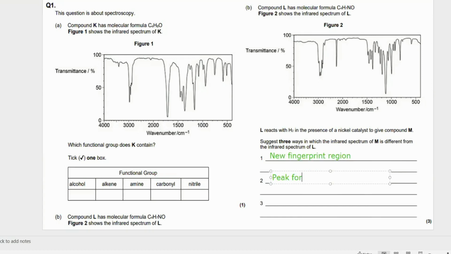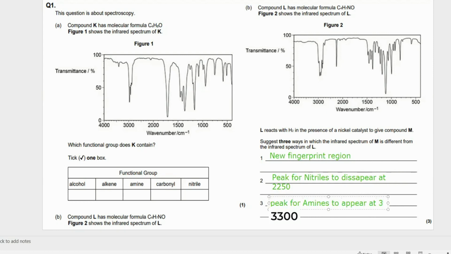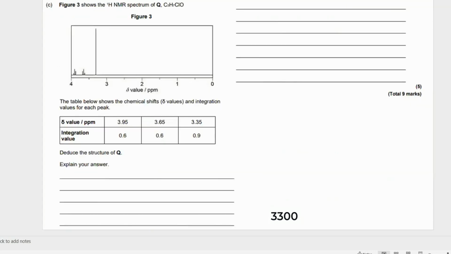So what we would say is we would expect the fingerprint region to change, so we'd expect the functional groups to change. That's going to get you a mark, the fingerprint region. And we'd expect the peak for the nitrile to disappear at 2,250. And we'd also expect a peak for an amine to appear at 3,300. Right, let's move on to the next question.